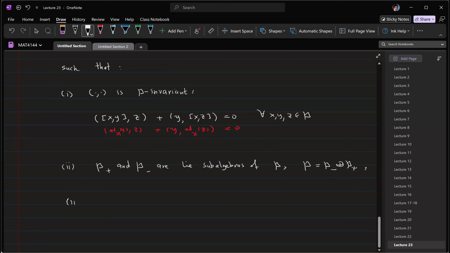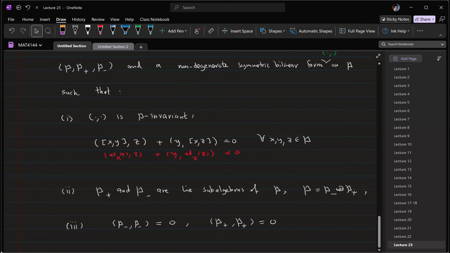And the third condition is that they are isotropic subspaces with respect to the symmetric bilinear form, which means that if you pair two vectors in P minus or two vectors in P plus with respect to the symmetric bilinear form, you get 0. I'm sorry, the bilinear form vanishes when you restrict it to either P plus or P minus.